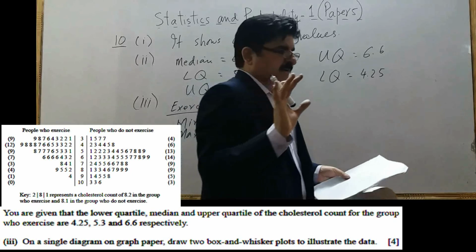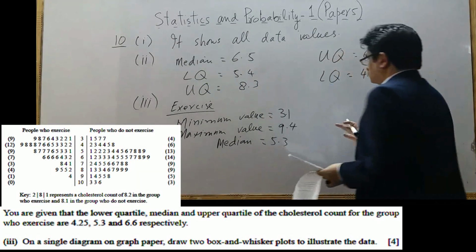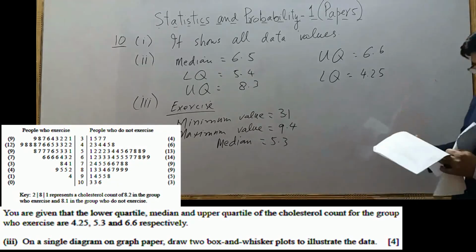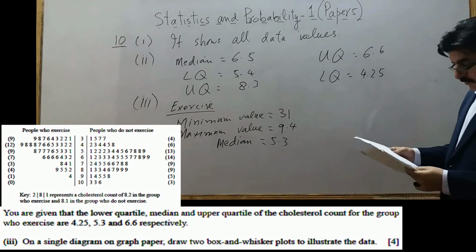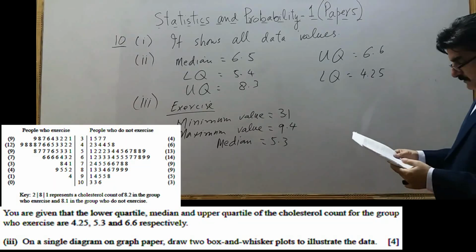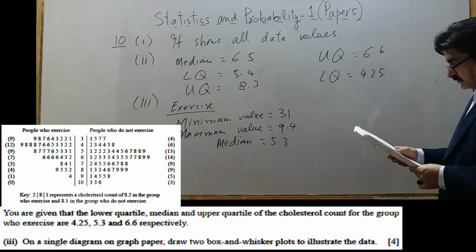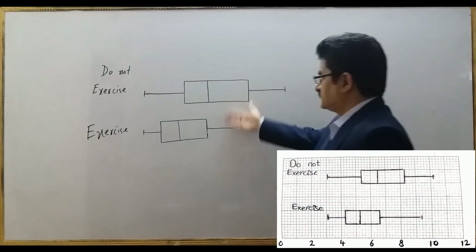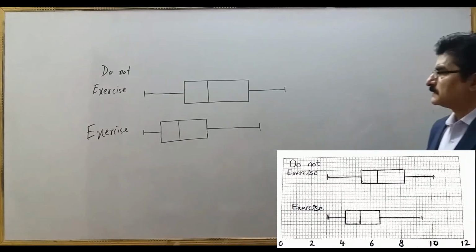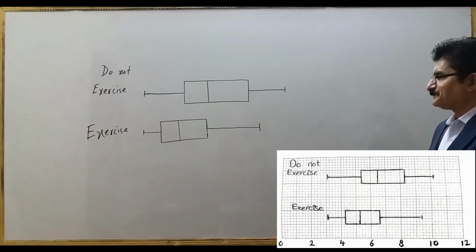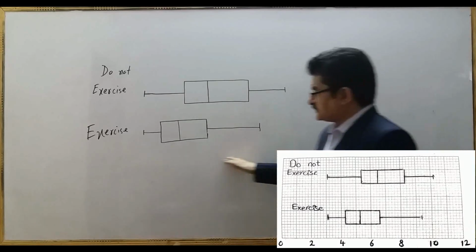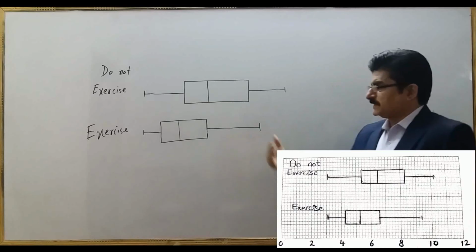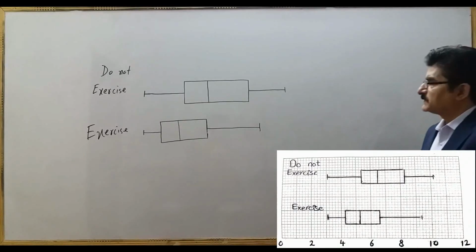Now again see that you are not given the scale. You will be given the grid in the question. So again you have to draw the graphs on the graph paper, draw two box and whisker plots to illustrate the data. This is the box and whisker plot for this given data. We have taken some scale. The first graph is for those who do not exercise, and the second for those who exercise.